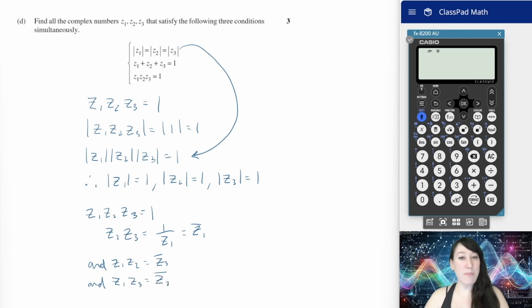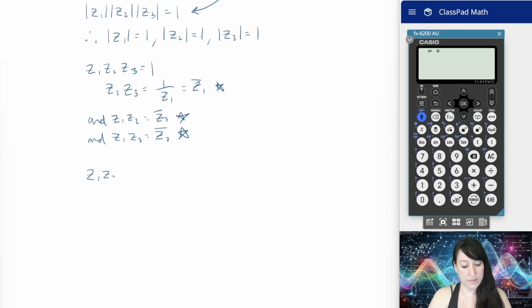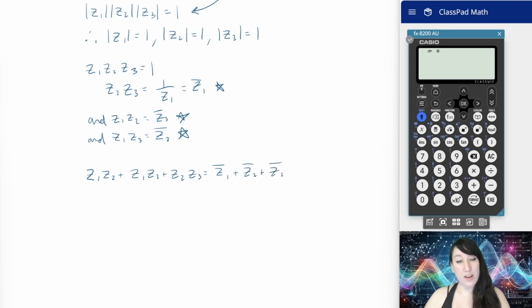Now let's consider the sum of these three facts. We know that the conjugate is able to be separated over addition, and so it can also be recombined over addition. And we already know that the sum of the three complex numbers equals 1. The conjugate of 1 is 1. Now at this point we have three facts that are going to lead us to the next part.